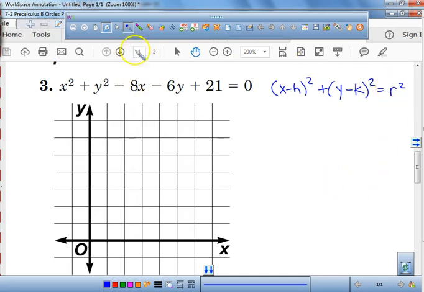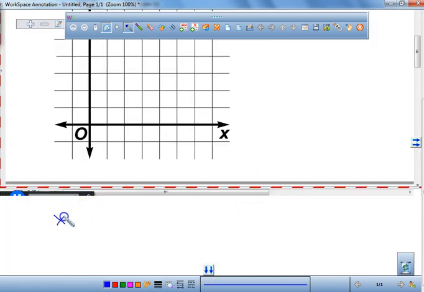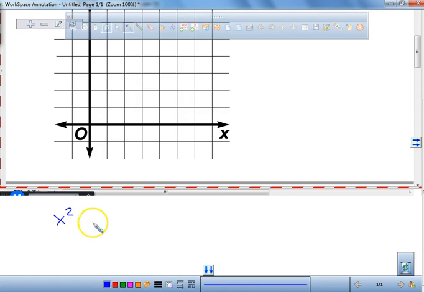Let's scroll down here and give ourselves a little bit of room. We have x squared, then plus y squared, and it was minus 8x. Is it plus 6y or minus 6y? Minus 6y plus 21 equals 0. So that's what we're starting with.